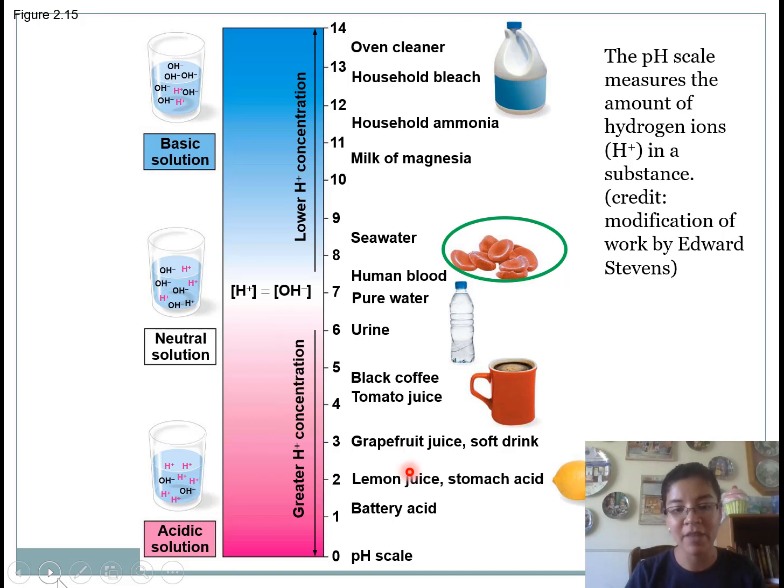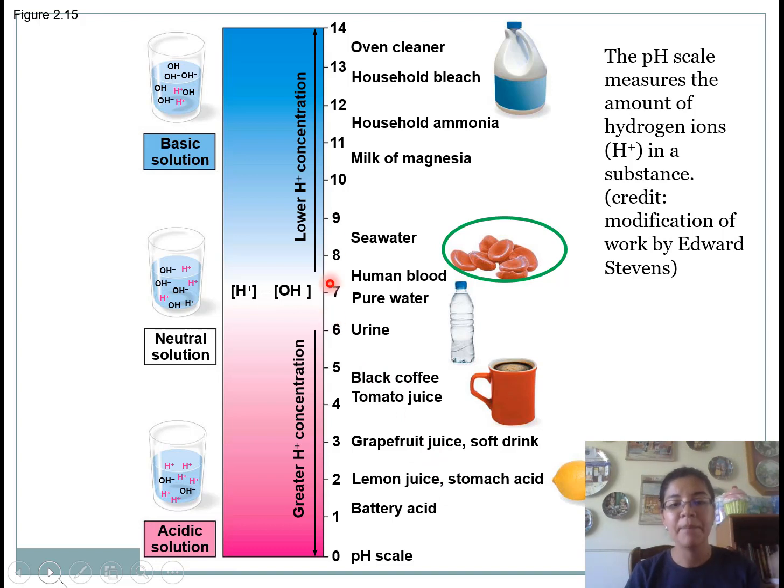So what is acidic? We have grapefruit juice, that would be about a 3. Lemon juice, we have about a 2. Stomach acid is about a 2. So that helps with digestion, which we'll talk about next week for week 3 lecture material. Black coffee is acidic, not as acidic as lemon juice, but it is acidic. And so that's just saying it has more concentration of hydrogen ions.